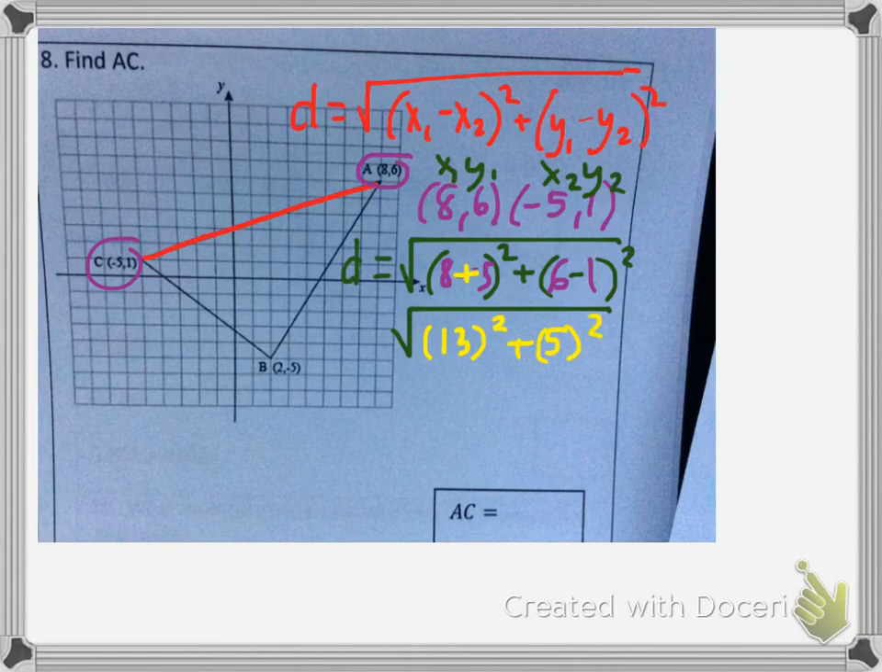squared. So this is equal to the square root of 13 squared, which is 169, plus 5 squared, which is 25. So this is equal to the square root of, if you add 169 and 25, you should get 194. So the length of AC is the square root of 194.